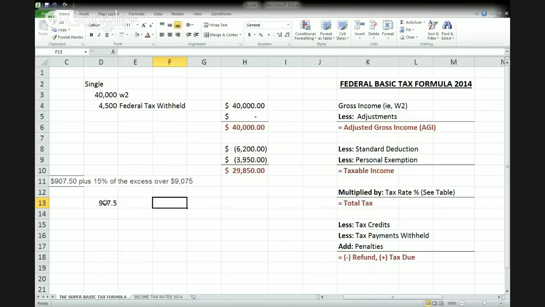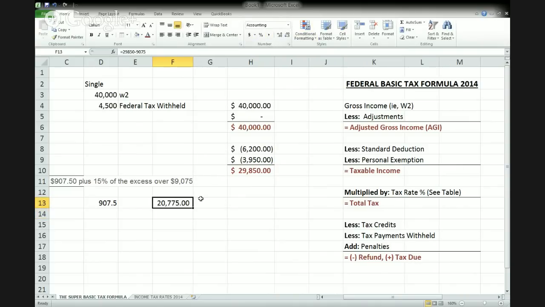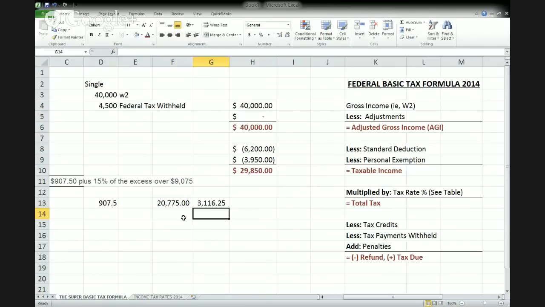and then we're going to do the difference between 29,850 minus 9,075. So we're going to do equals 29,850 minus 9,075. That's going to be equal to 20,775. We can then go ahead and multiply that by 15%, which is $3,116.25.